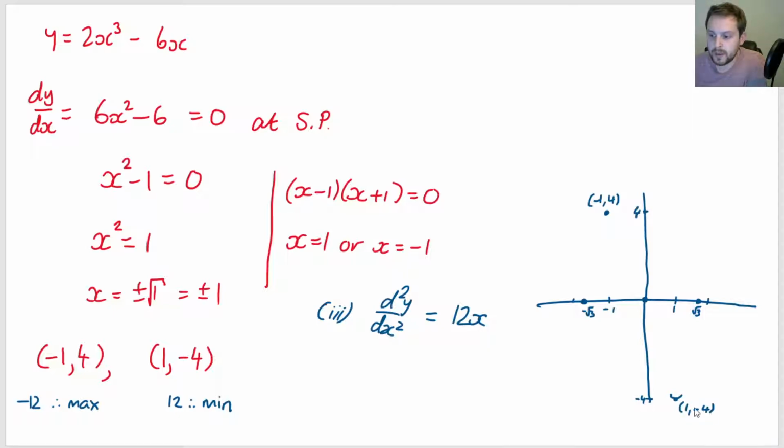You know that this one here that I've just done is a minimum, so it's going to be drawn as the bottom of a valley. And this one here is a maximum, because of what we established over there, so it's going to be drawn as the top of a hill. And then with some basic GCSE knowledge about the shape of a cubic, you know it's going to come up from down here, go through that coordinate there on the x-axis, and then go through there.